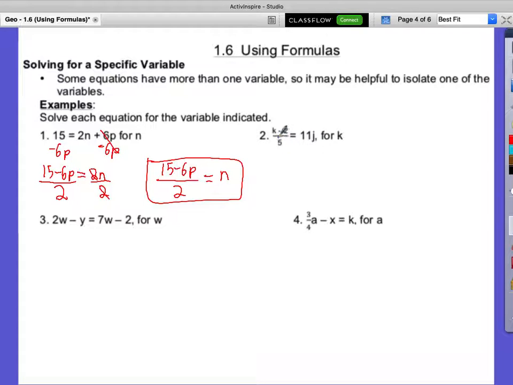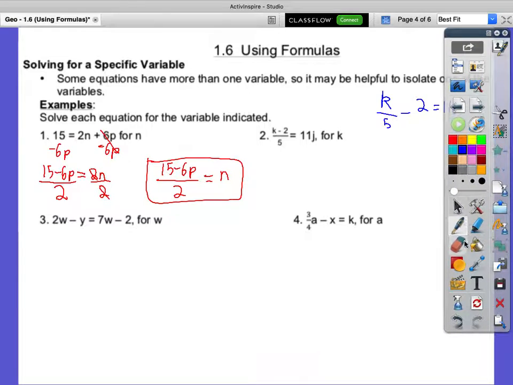Now in this case, when it's k minus 2 over 5 is equal to 11j, what's the first thing we're going to do? This 2 or this 5? The 5. Because it's dividing the whole thing. Okay? If it was like this, don't write this part down, k over 5 minus 2 is equal to 11j, you would do the 2 first. But because the whole thing's being divided by 5, you do the 5 first. Here, only the k is divided by 5, so you do the 2. Here, the whole thing's being divided, so you do the 5. You've got to get rid of that division since it's on the whole thing.